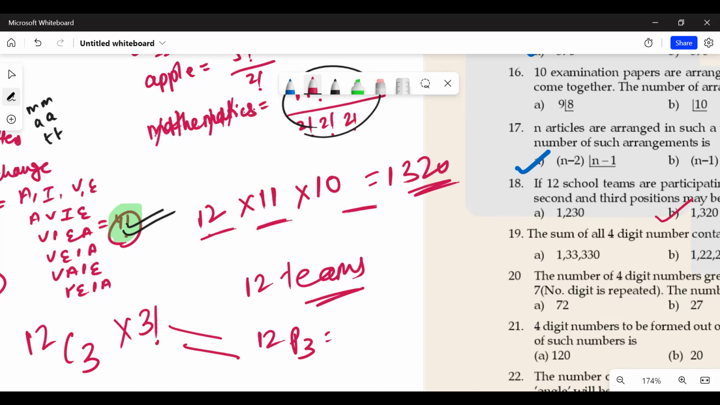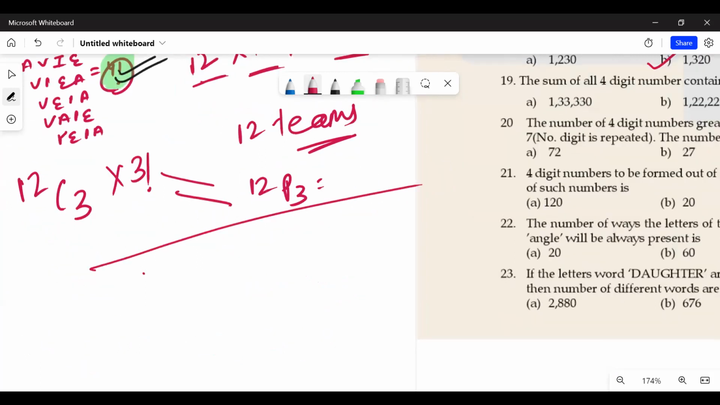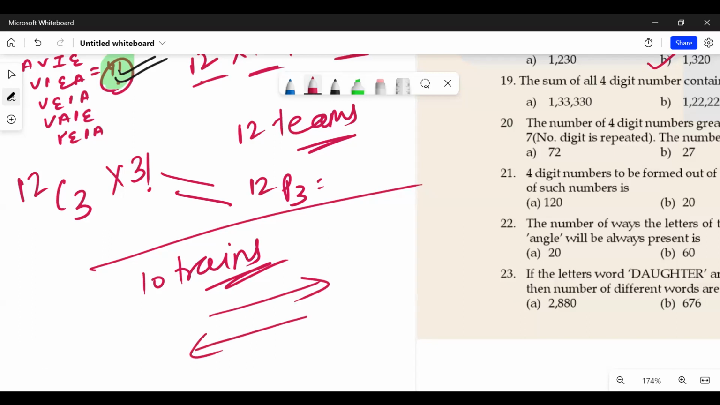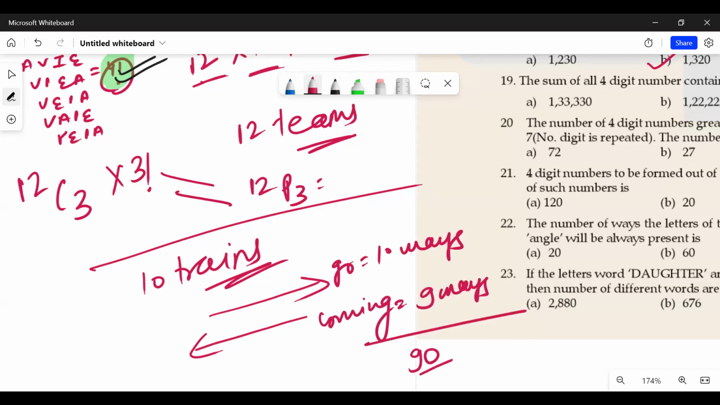Like if I ask you, in how many ways can you go home from Bangalore to Mysore? Suppose 10 trains are there. In how many ways can you go, such that you go by one train and come back by a different train? You can go in 10 ways, taking any of the 10 trains. But while coming, you want to come by a different train, so now you have only 9 options. In how many ways can you do this? 90 ways.